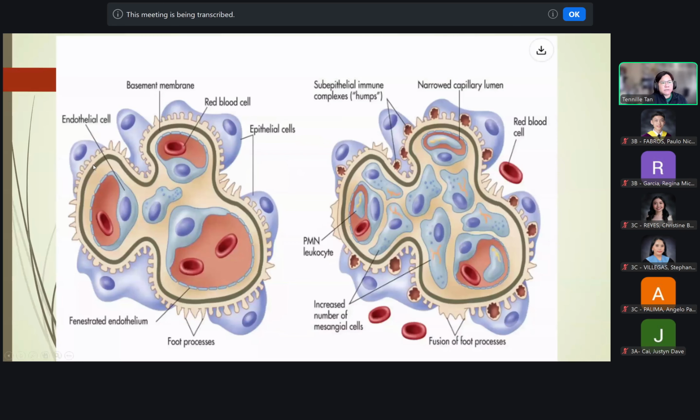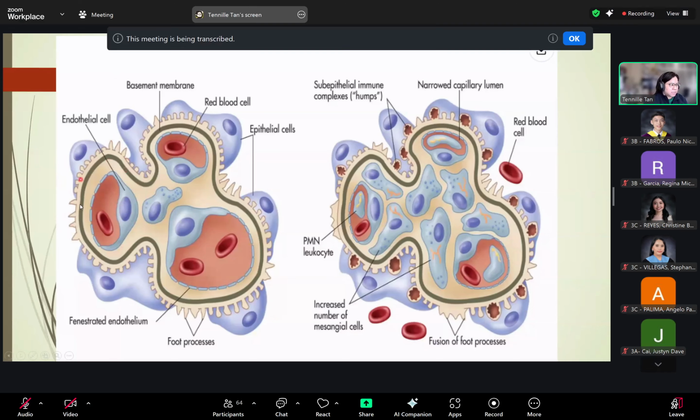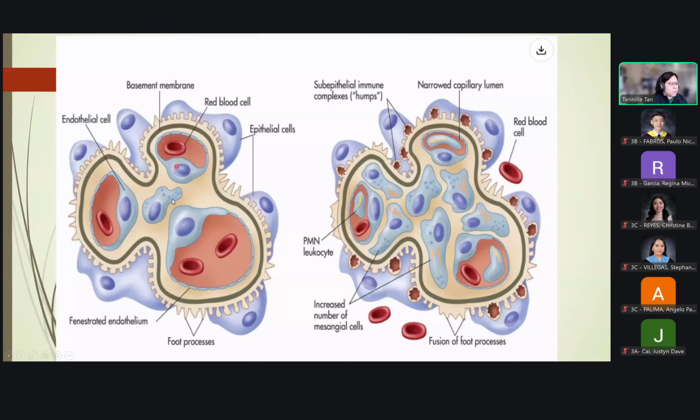So on the left side of your screen, you'll see your normal glomerulus. Here you have your endothelial cells. Here it's inside, so again, endothelial. In between, you have your mesangial cells. This green line is your basement membrane. And surrounding it, you'll see the different foot processes. In your endothelial cell, you also see your fenestrated endothelium. And then, of course, outside, you have your epithelial cells. Inside the endothelial cell will be your capillary, where your RBCs are located.